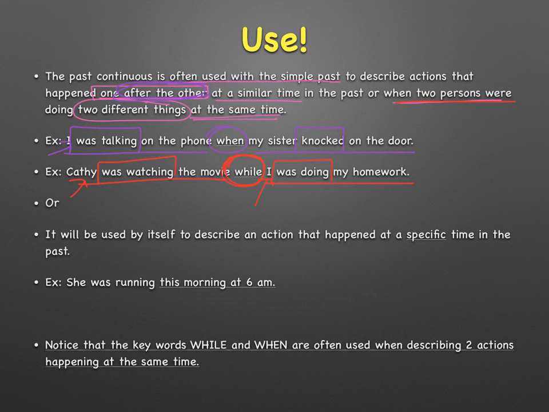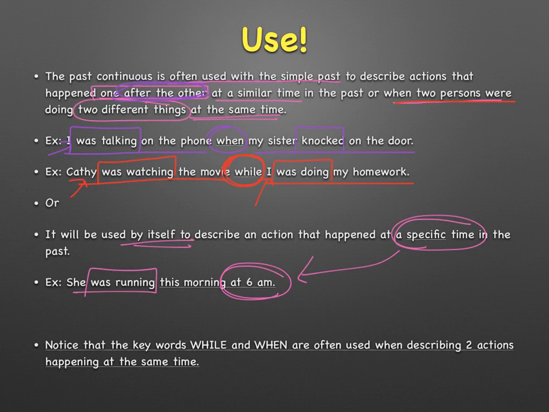Or it could be used all alone, by itself, to describe an action that happened at a specific time in the past. But in this case, time will be very important. Example, she was running, so past continuous, this morning at 6. Time is important. Now, if you have noticed, there are two keywords that will be used often while conjugating the past continuous. These are while and when.